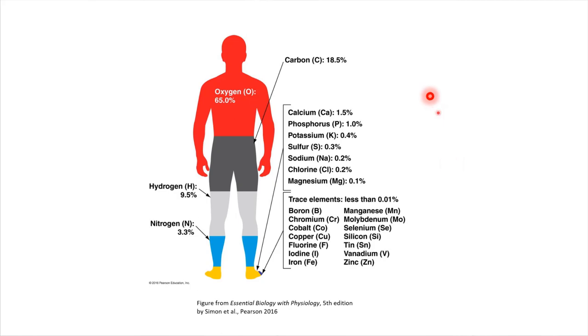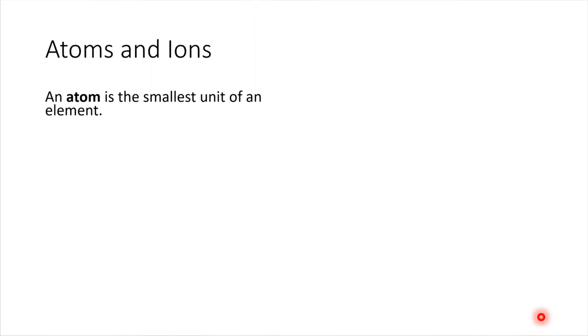So when we think about these different elements, we need to be able to talk about the different sort of units that compose them. So when we talk about atoms, what's the difference between an atom and an element? An element is the type of thing that we're talking about, and an atom is talking about how much of the thing. So an atom is the smallest unit of matter that we can really deal with when it comes to elements.